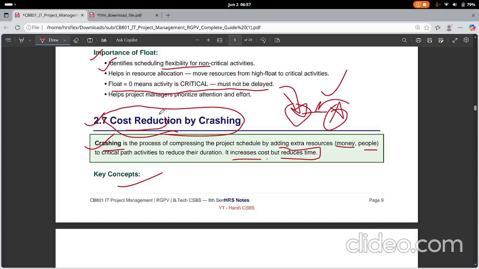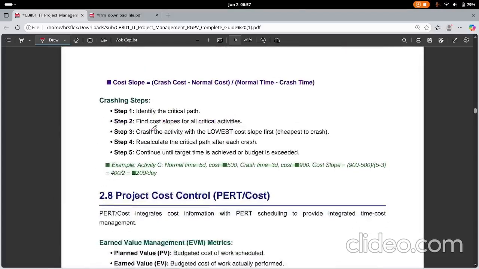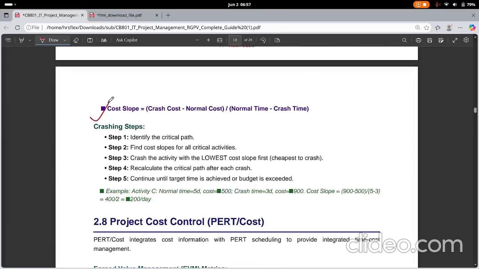So how are we incorporating cost in it? Cost slope is equal to crash cost minus normal cost, divided by normal time minus crash time.